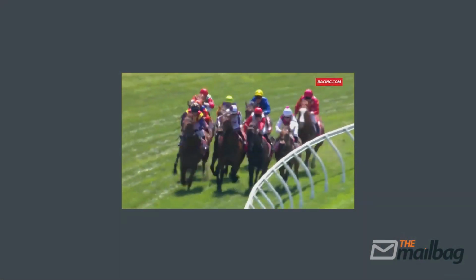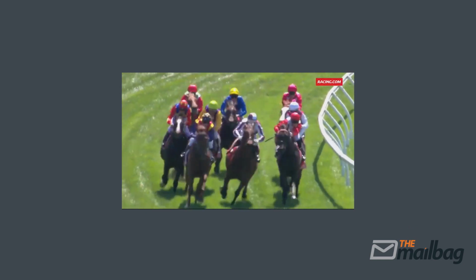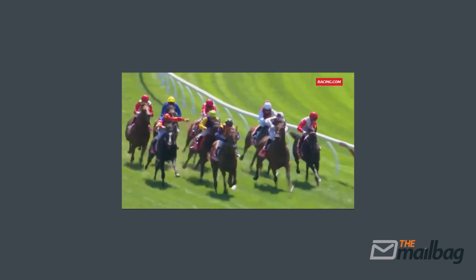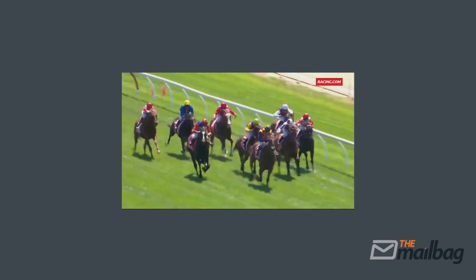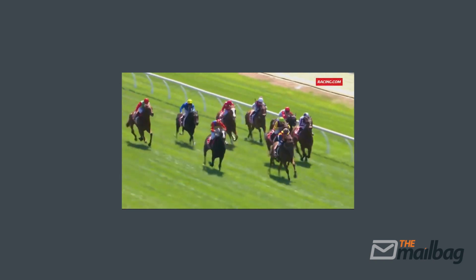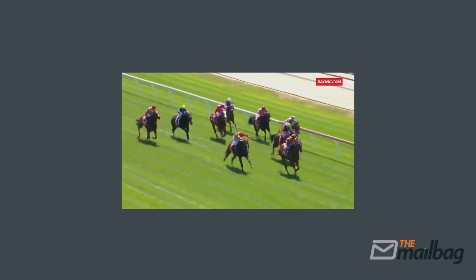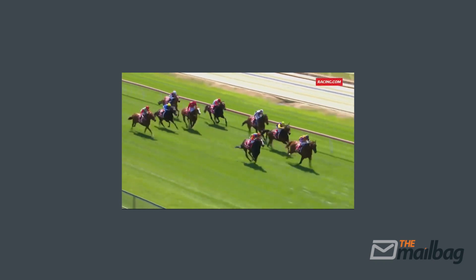The next step is a speed map, where we're trying to predict with as much certainty as possible where a horse is going to end up in running position. So what we're looking for there is obviously the horses that are going to lead, and what horses fall into the running positions in behind that leading pack.